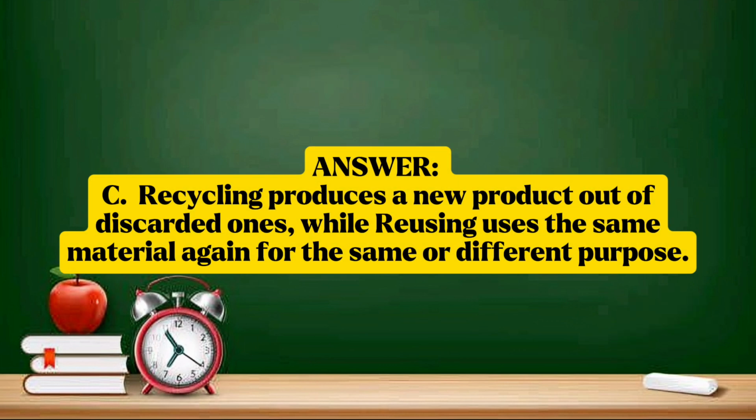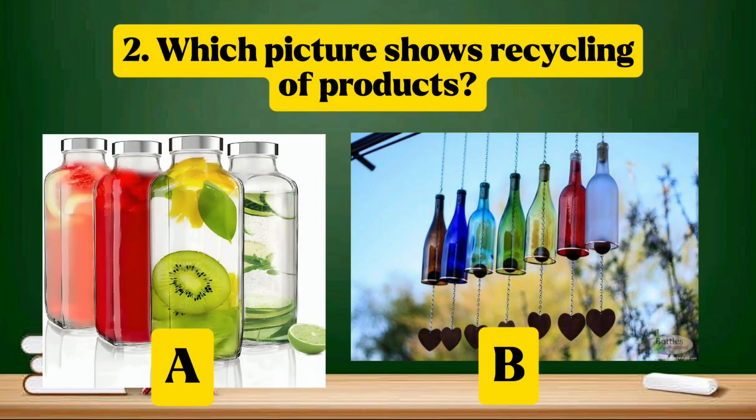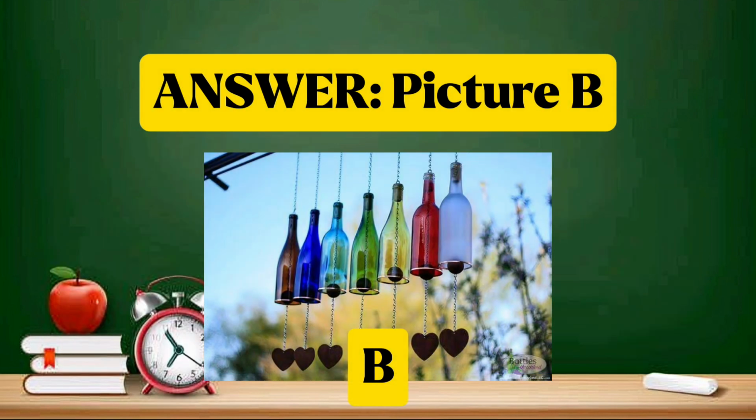Answer. C. Recycling produces a new product out of discarded ones, while reusing uses the same material again for the same or different purpose. 2. Which picture shows recycling of products? Answer. Picture B.